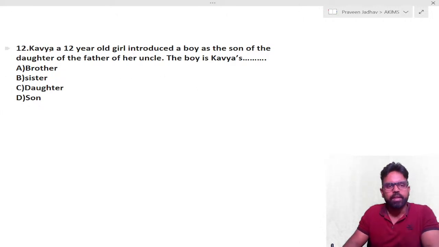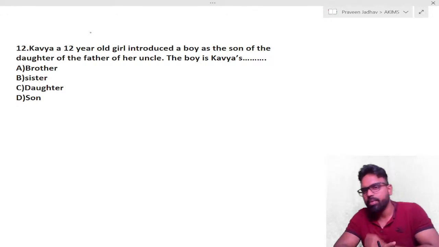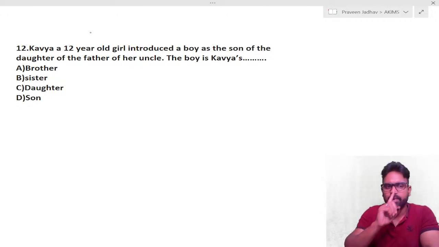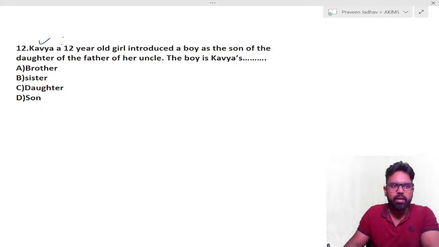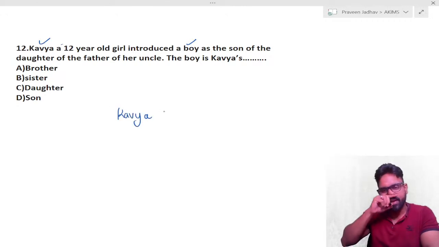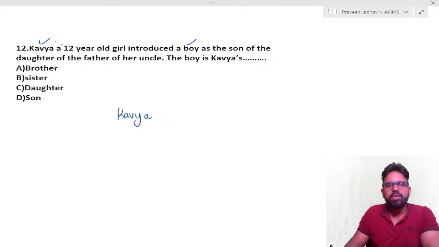Look at this. Kavya, a 12-year-old girl. Now, everyone, put your pens down and listen to me carefully. Kavya, a 12-year-old girl, introduced a boy. Who is talking here? Can everyone tell me who is the one talking? Kavya is the person who is talking.